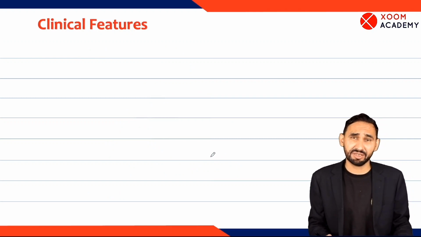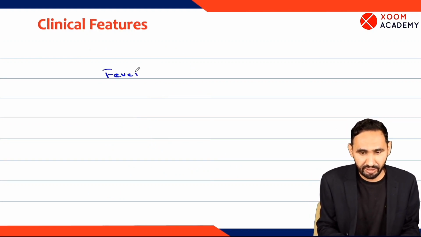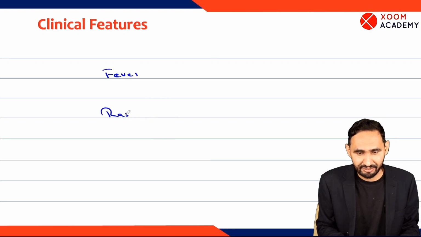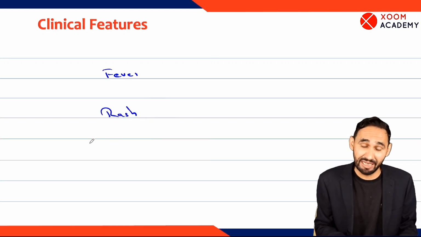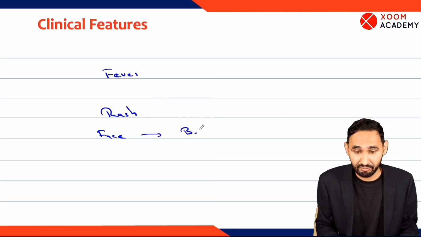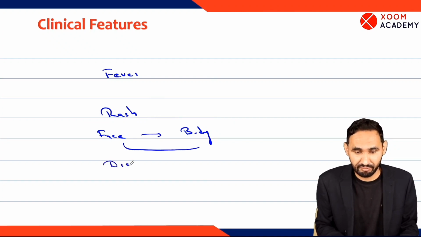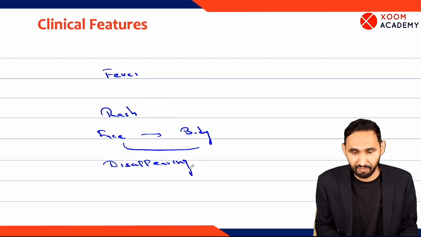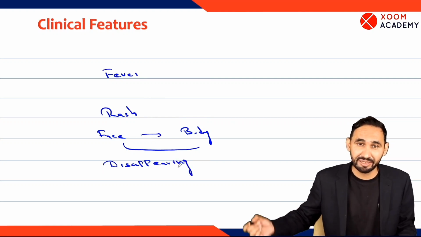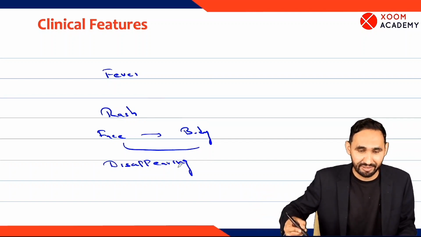What are the clinical features? Remember, fever, mild to moderate. Rash. You have to remember the pattern of rash. The rash starts from the face and spreads to the body. But when it spreads to the body, the rash from the face disappears. So it's a disappearing rash. Once it moves to another part, it disappears from the first place. So you have to remember this.